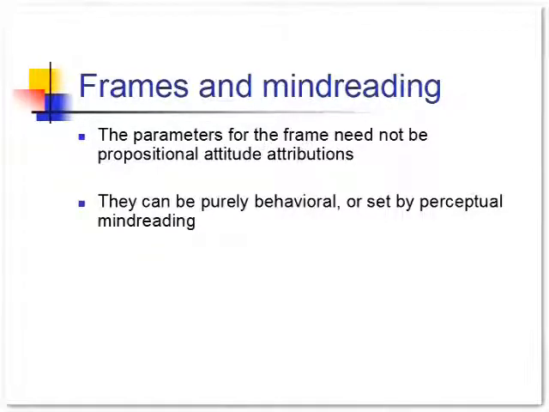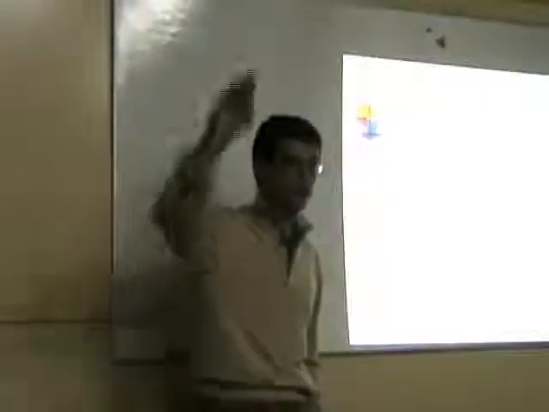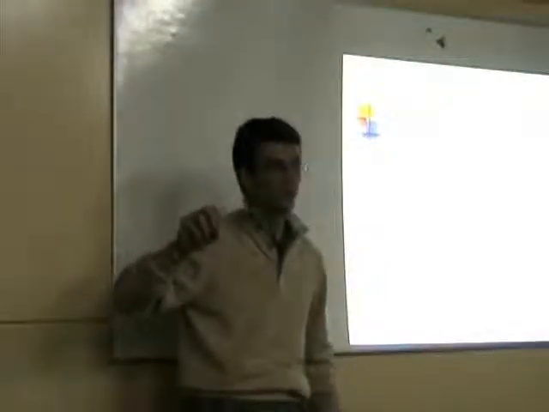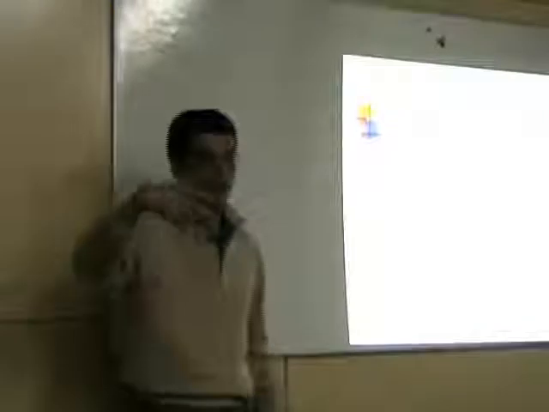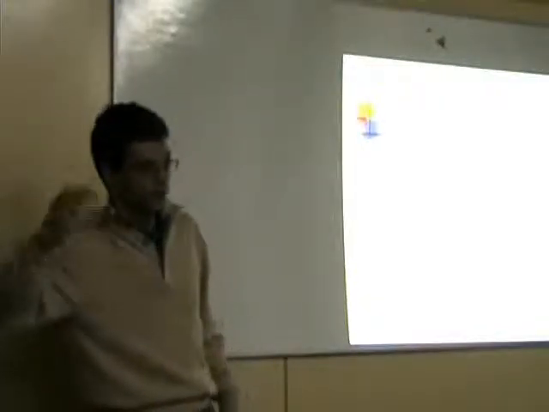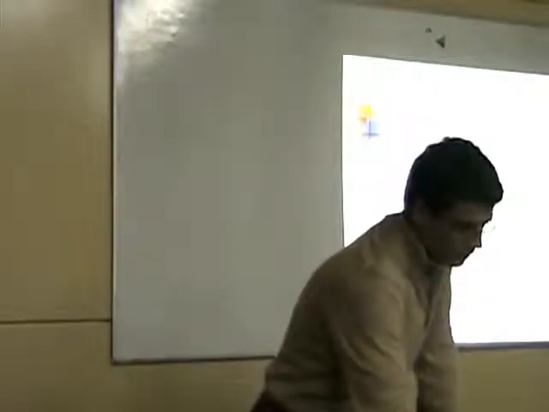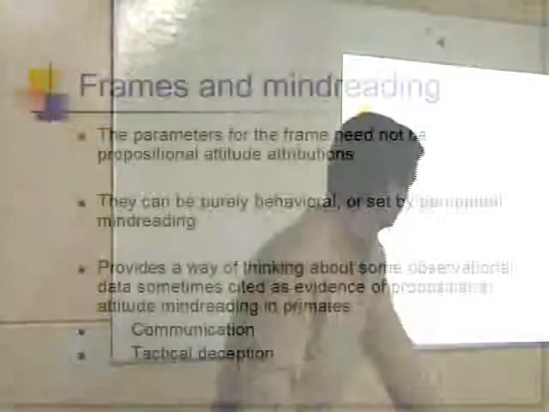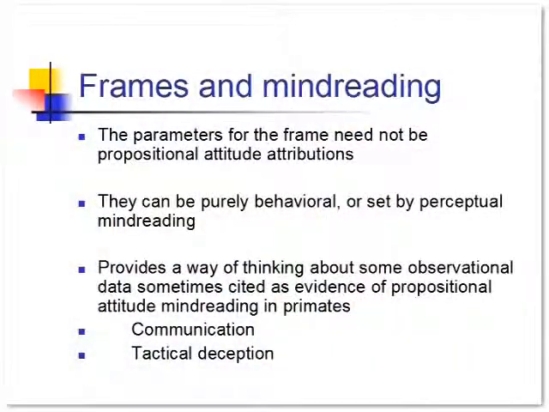I can just see that the waiter sees me. If I see that the waiter sees me, then I can attract his attention and ask for the bill. I don't need to think, well, if he sees me making this gesture, then he will believe that I desire to have the bill. So on. So this way of thinking about things, I think, is interesting because it gives us a way of thinking about some of this observational data, sometimes cited as evidence of propositional attitude mind reading in primates.